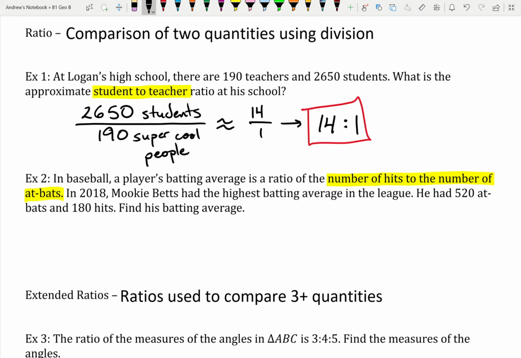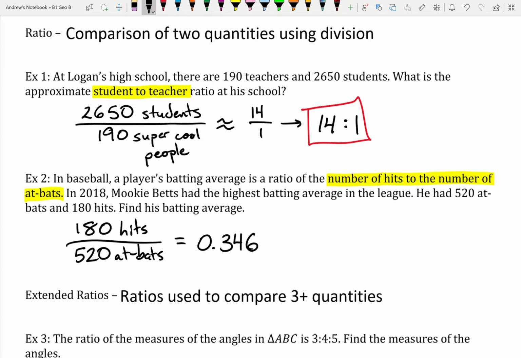To find his batting average, the piece I have highlighted will help us figure that out. It's the number of hits to the number of at-bats. So the 180 hits goes on top, and we divide that by the 520 at-bats. We could just end up with a fraction, but it comes out a little better as a decimal, which is usually how you see batting averages. So we get 0.346.